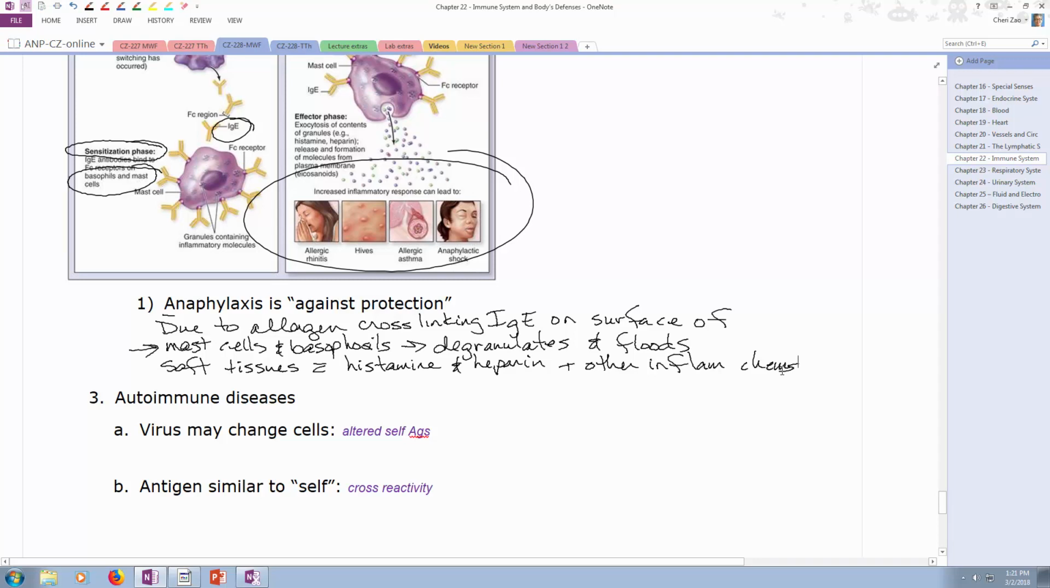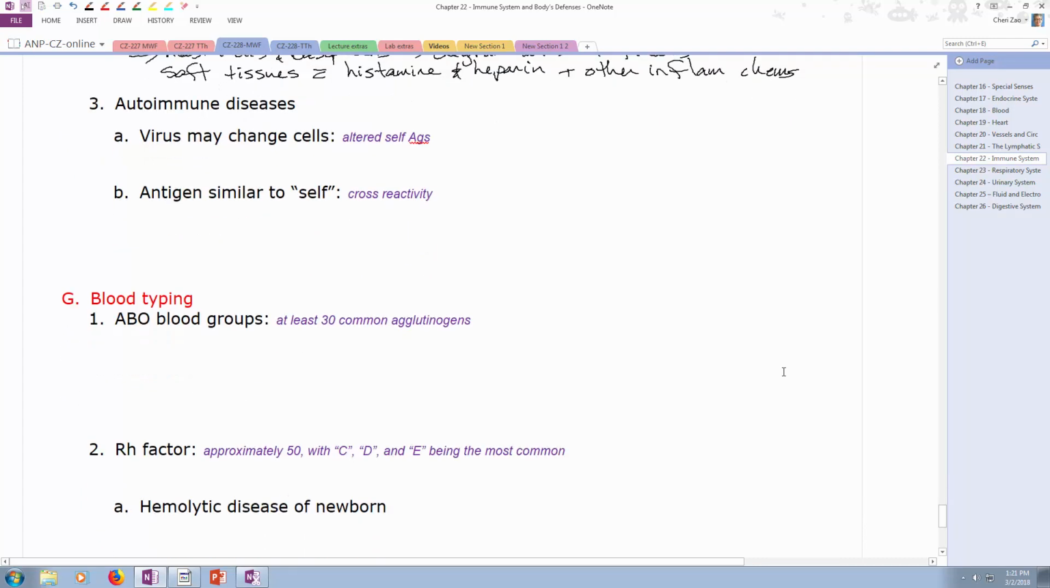Another problem with our immune system or homeostatic imbalance would be autoimmune diseases. And autoimmune is a problem when we lose recognition of self. Two main ways this happens is a virus can change the cells on their surface, or we can have an antigen of a pathogen that looks a lot like us.